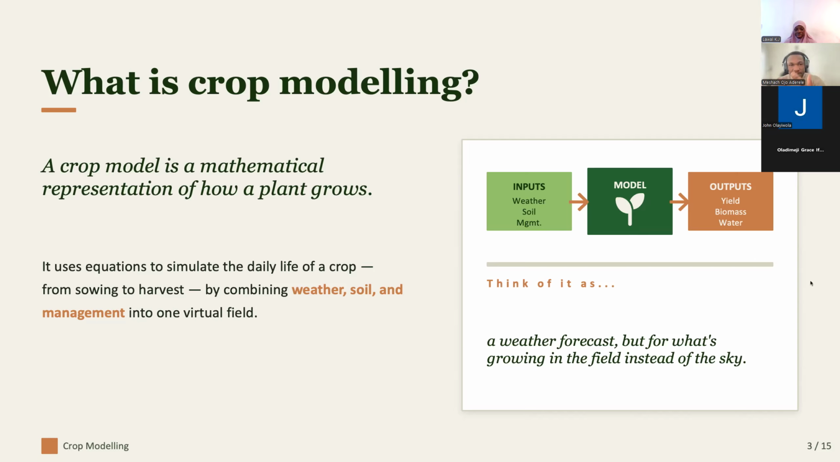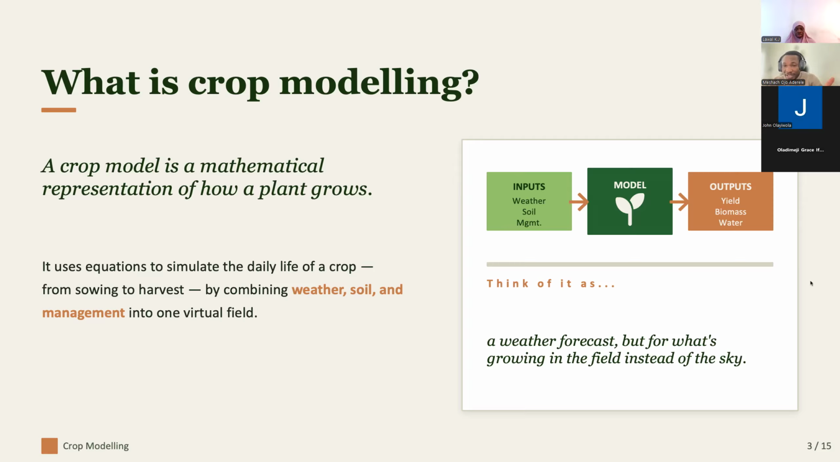So you have the input: weather, soil, and management. And the management could be anything. The management is fertilizer application. The management is planting date, harvest date. The management can be irrigation. The management can be tillage. It can be anything that you do on a farmland.